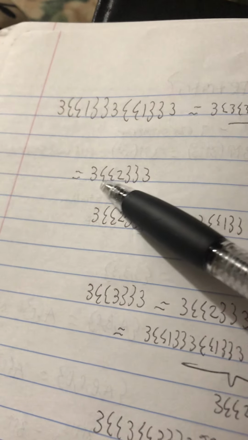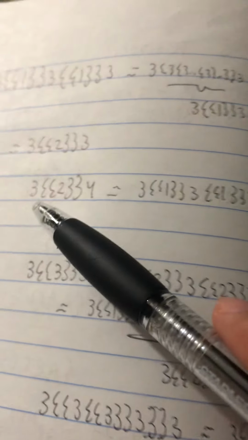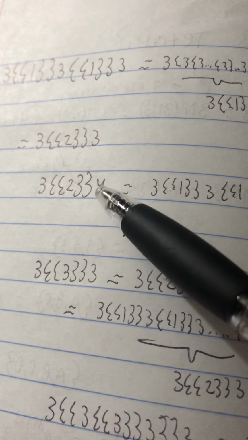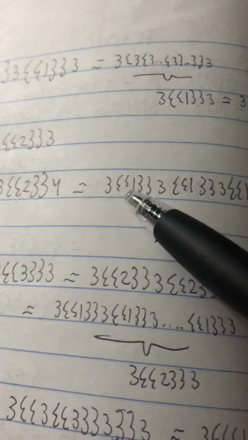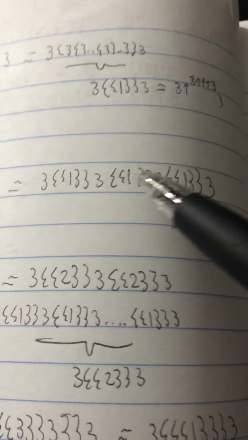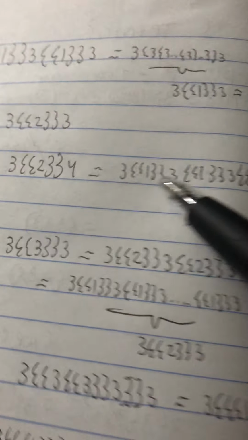And that equals 3 double curly bracket 2 3. So of course 3 double curly bracket 2 4 equals 3 curly bracket 1 3 curly bracket 1 3 curly bracket 1 3. There are 4 3s, so this is number 4. So there are 4 times here.